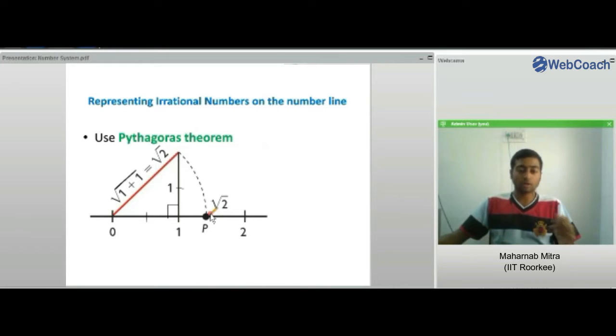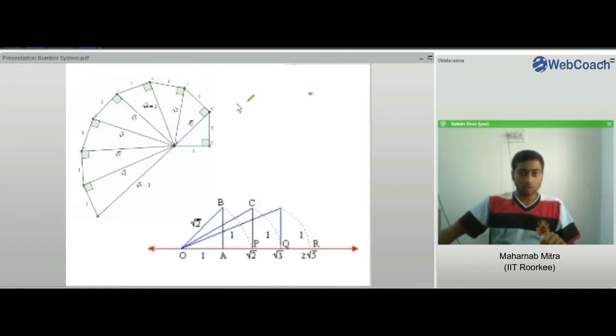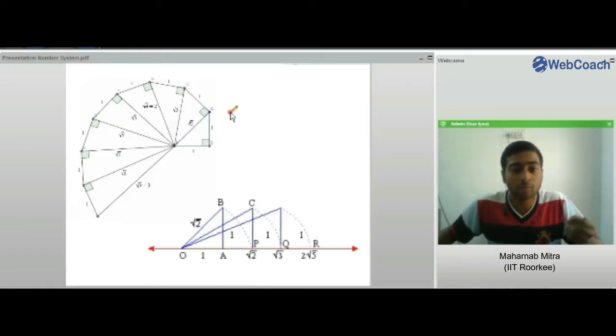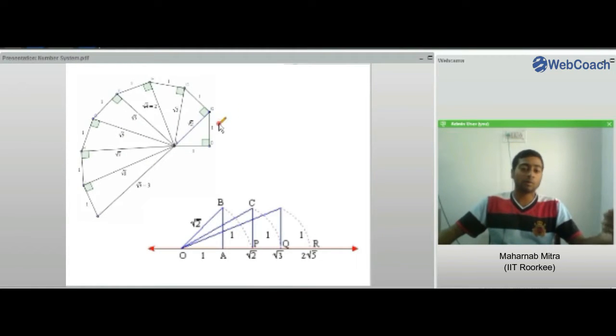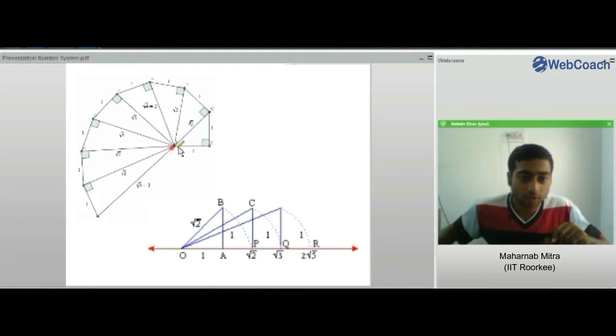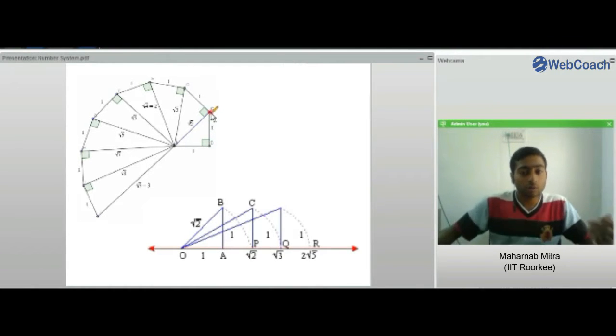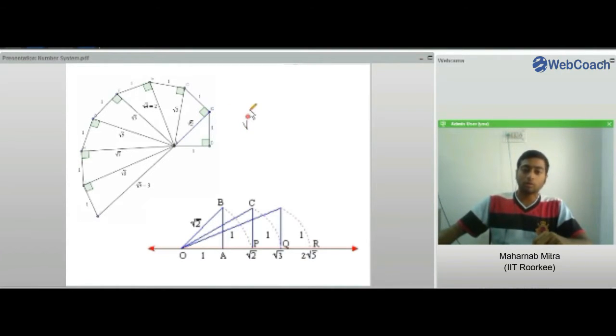And when you put square root of 2 in your calculator, you will find the value to be 1.414 and so on, right? That means the value lies between 1 and 2, which is correct. So by this method we can go on representing numbers on a number line, all the rationals, all the irrational numbers. As you can see, to represent square root of 2 we have used base 1, height 1. Now what should we do to represent square root of 3? For square root of 3, what should we get? We should get square root of 2 plus 1, right?